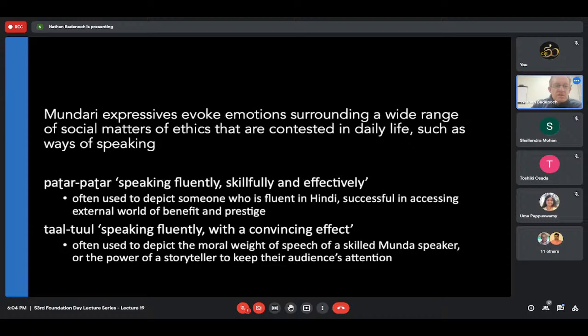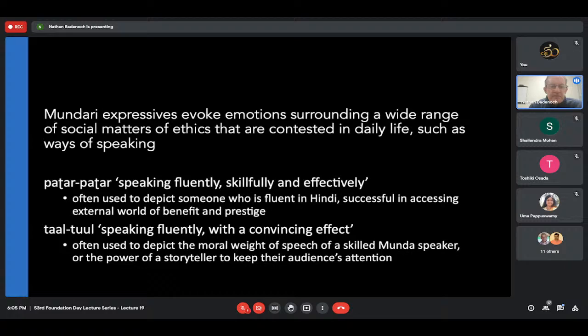When we talk about speaking, the moral proposition can also talk to matters of daily life and speaking, for example. There are many, many Mundari expressives about how people speak, including fluency and lack of clarity and enunciation, different types of gossiping, speaking bad about people, saying things that are not appropriate in certain social settings. And all of these have very clear ideas about how that type of communication fits into the dominant social mores.